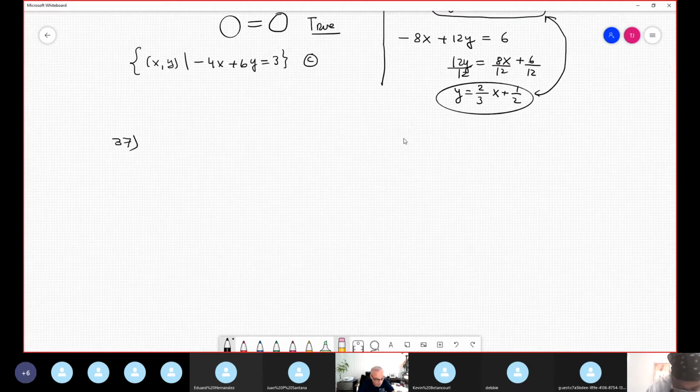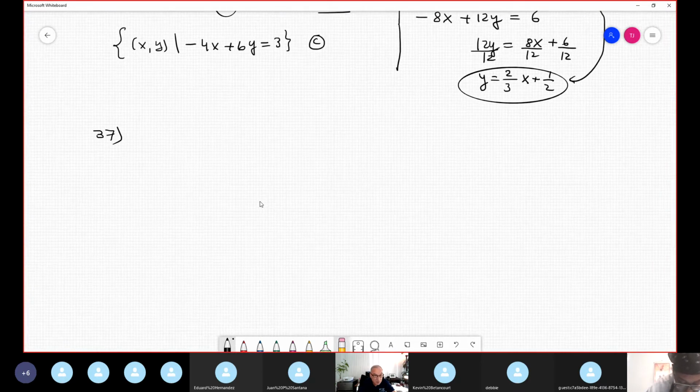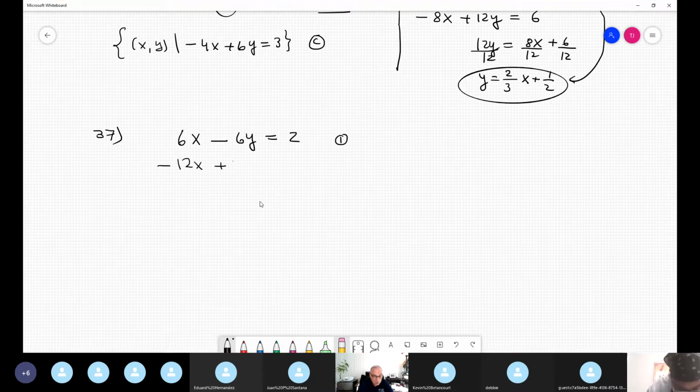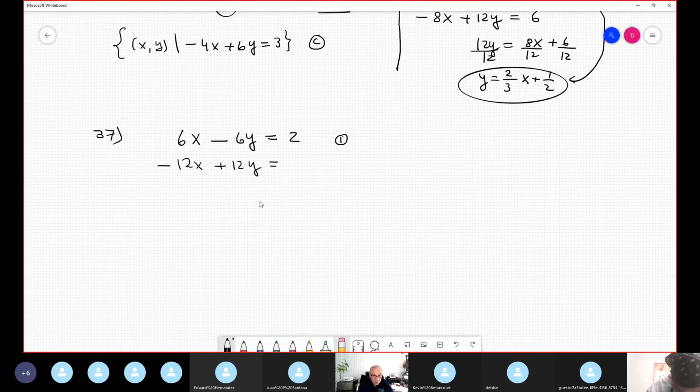And 37, let's see what happened. We have 6x minus 6y equal to, this is my first equation. The second is minus 12x plus 12y equal 4, equation 2. Okay, guys, help me. What do you consider is the best strategy for elimination? Multiplication by what? Which one and what multiplier number?